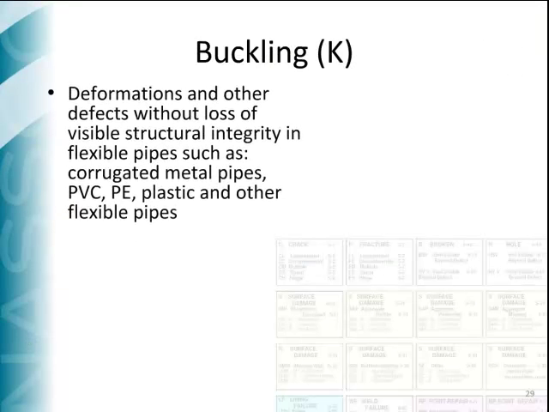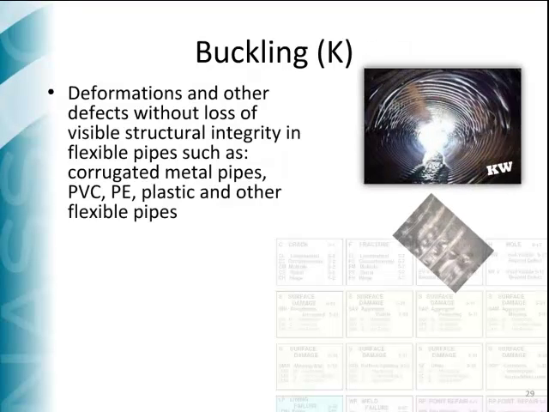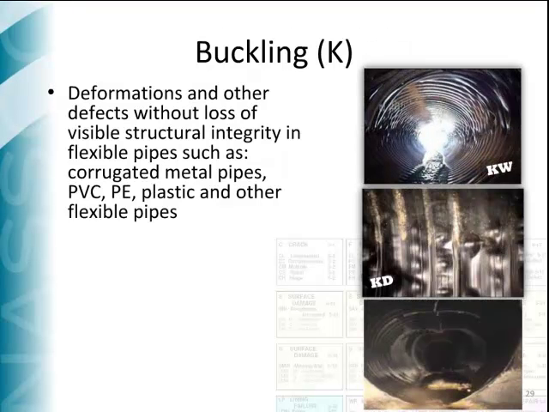Buckling is a newly added structural defect group in PACP. It refers to deformations and other defects without loss of visible structural integrity in flexible pipes, such as corrugated metal pipe, PVC, polyethylene or PE, plastic, and other flexible pipes.